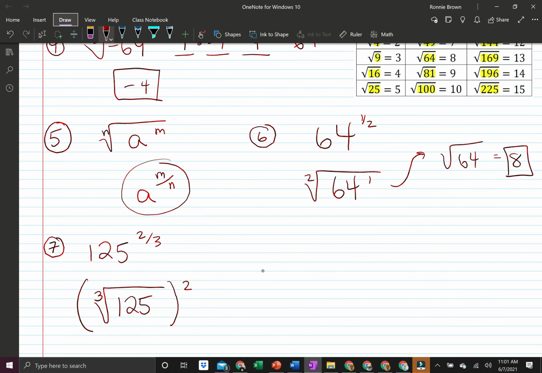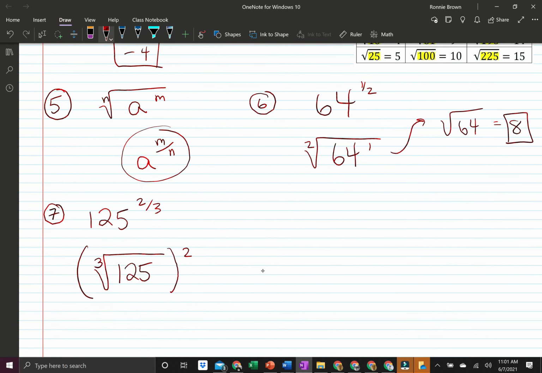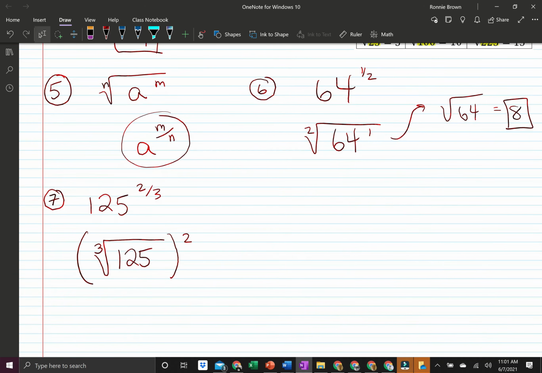So I could have put the 2 right there with the 125, but then we would have done 125 to the 2nd power, and who wants to deal with really large numbers like that, right? So you can either put it right next to the 125, or you can put it on the outside. So we can do the cube root first.